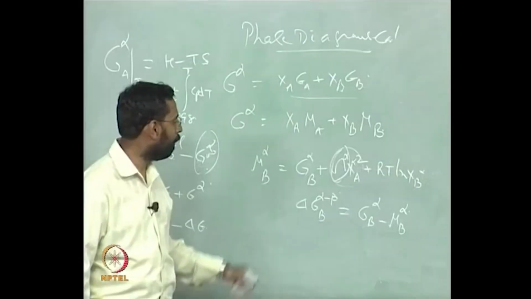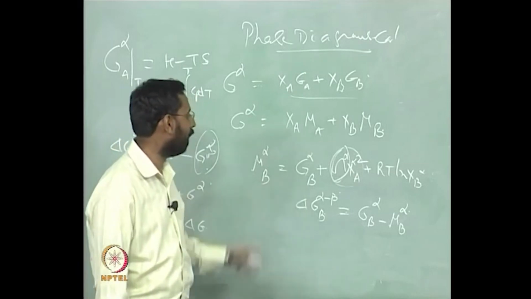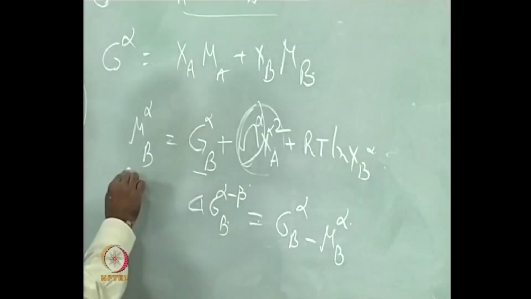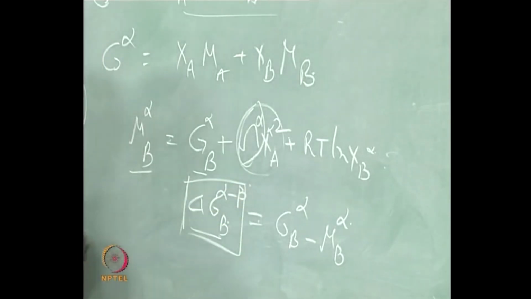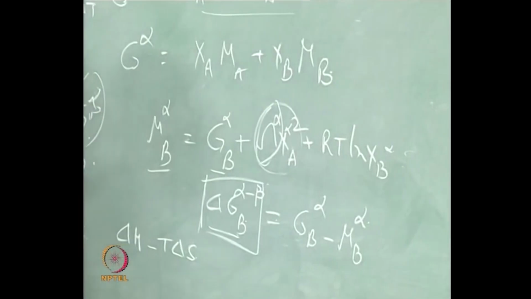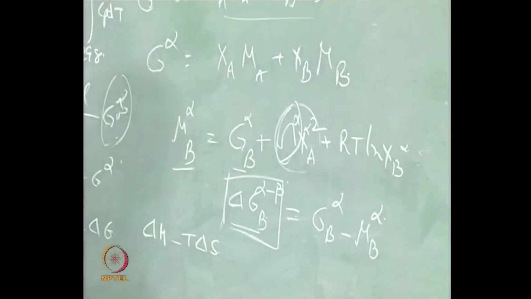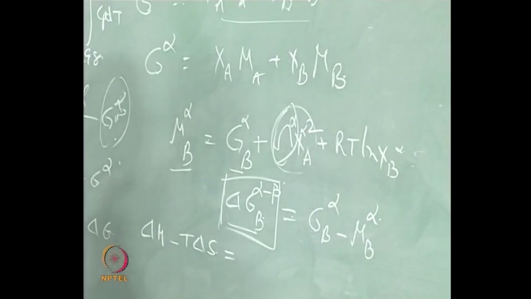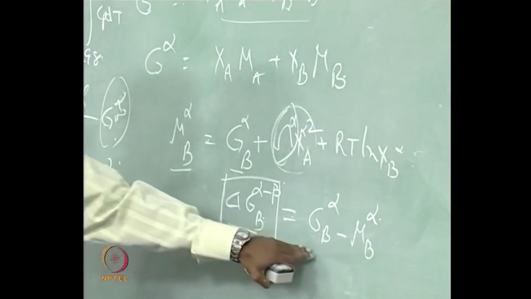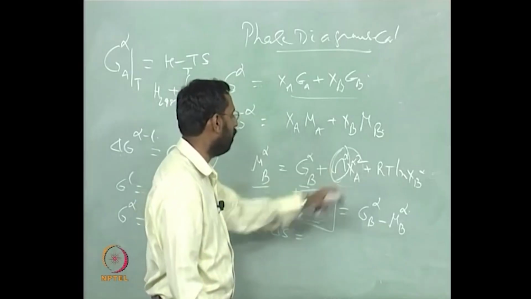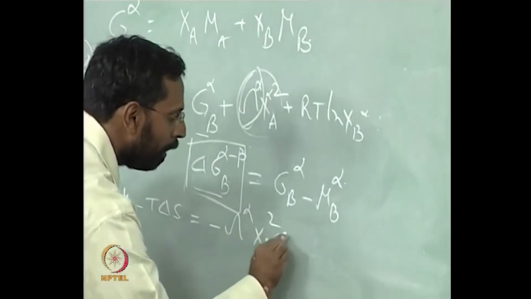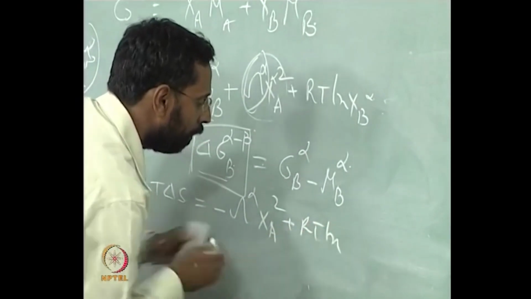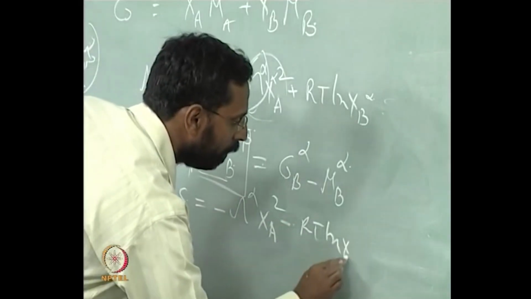If you write that, then you can write this whole thing as this minus this will be this, and this value can always be found out as delta H minus T into delta S for the alpha and beta. And if I put that, this would be equal to GB minus mu alpha, GB minus this becomes minus of omega alpha x a square, and this also will be minus RT ln xb.